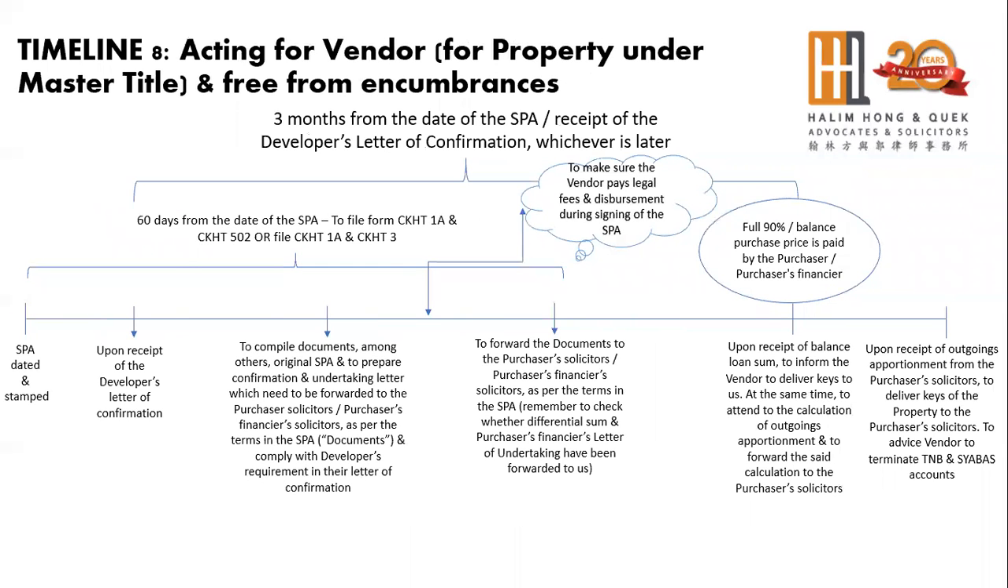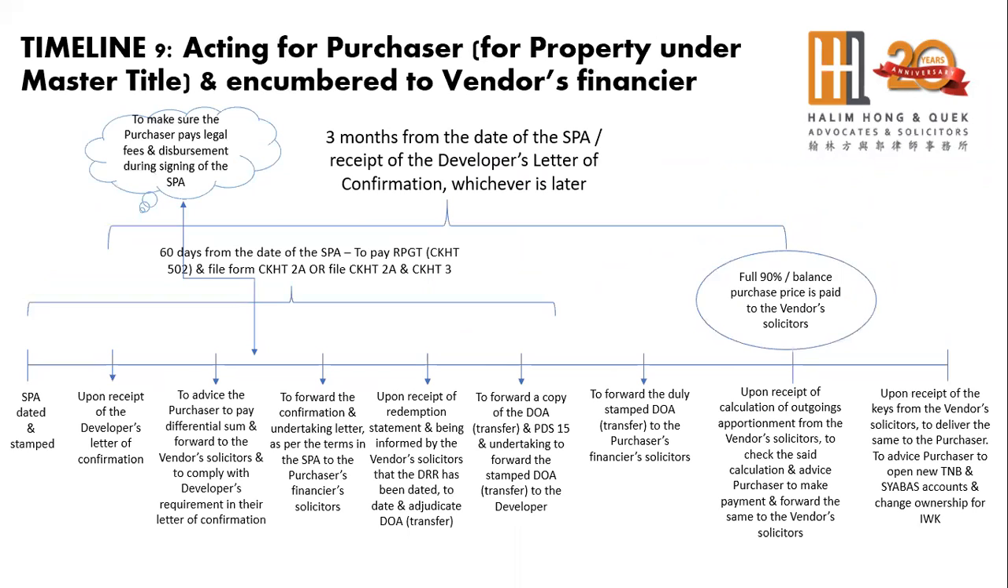Okay, then timeline number 8, free from encumbrances. This is easier. Acting for the purchaser is actually almost the same. After the SPA is dated and stamped, you need to advise the client to pay the differential sum if there is any, and then comply with the developer's requirements in their letter. The same goes for the vendor's lawyer. If you are the vendor's lawyer, you also need to check the developer's letter, to see whether there are any documents or confirmation that they are requesting.